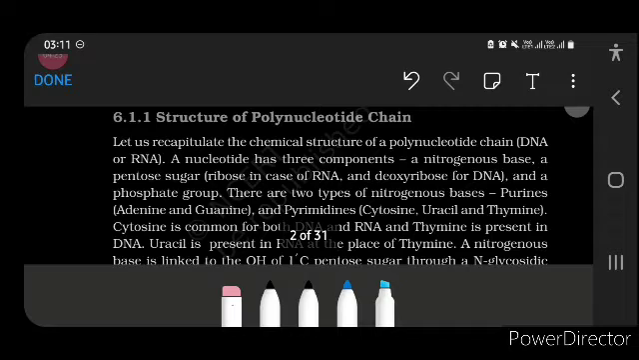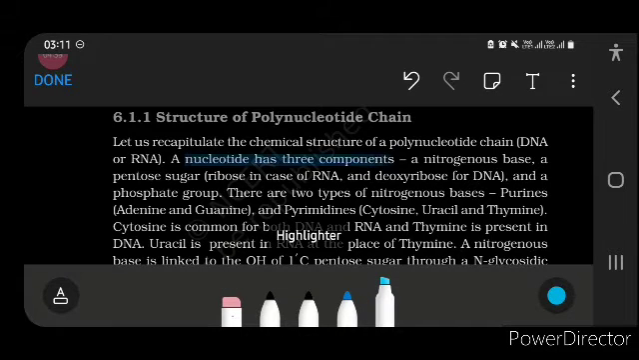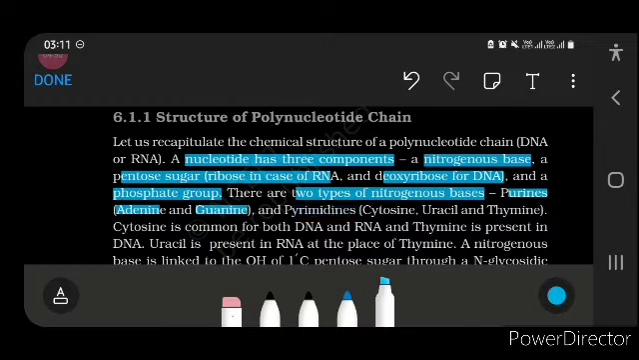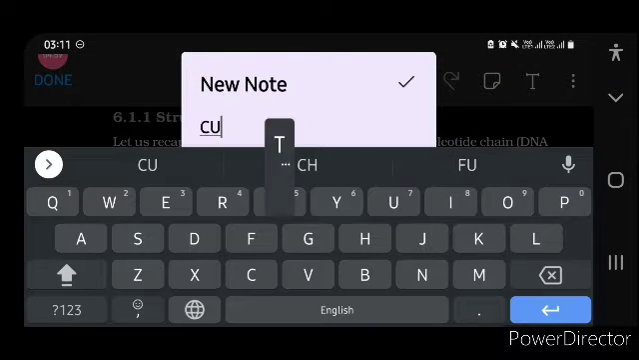Structure of polynucleotide chain. Let us recapitulate the chemical structure of polynucleotide chain, DNA or RNA. A nucleotide has three components: a nitrogenous base, a pentose sugar, ribose in case of RNA and deoxyribose for DNA, and a phosphate group. There are two types of nitrogenous bases: purines, adenine and guanine, and pyrimidines, cytosine, uracil, and thymine. You can learn it by the mnemonic CUT for pyrimidines.